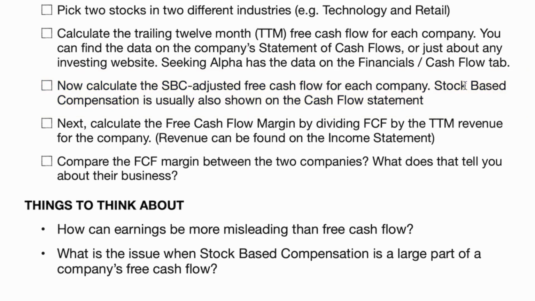Action step number 4. Next, calculate the free cash flow margin by dividing free cash flow by the trailing 12-month revenue for the company. The revenue can be found on the income statement. And then lastly, action step number 5, compare the free cash flow margin between the 2 companies. What does it tell you about their business? And then just a couple of things to think about, which we'll touch on at the end. How can earnings be more misleading than free cash flow? And what is the issue when stock-based compensation is a large part of a company's free cash flow?